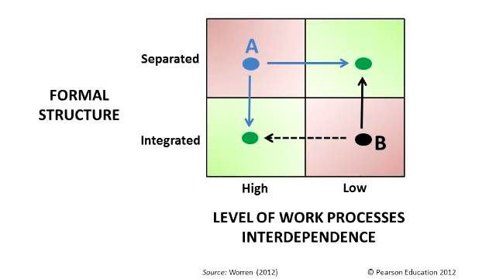One implication of this framework is that alignment can be achieved in two different ways. You can get alignment either by changing the work processes, for example by standardizing them so that you reduce the level of interdependency, or by changing the formal structure of the organization.